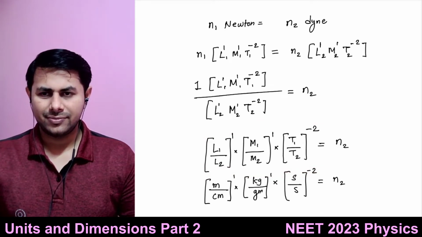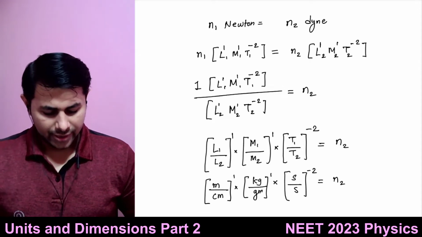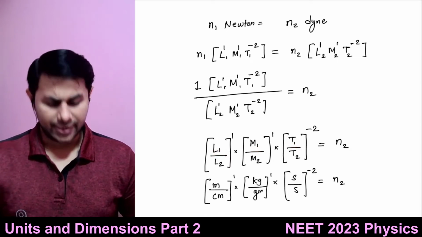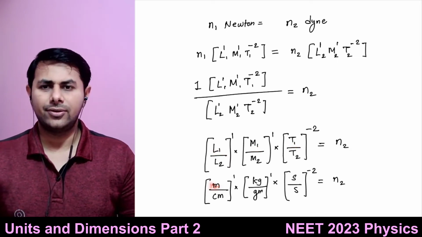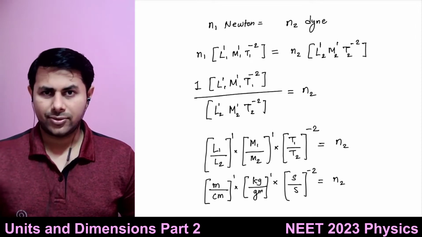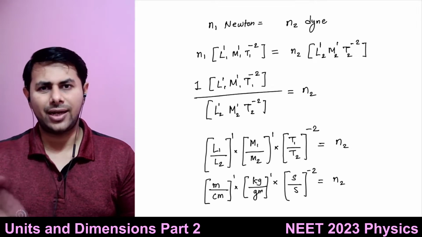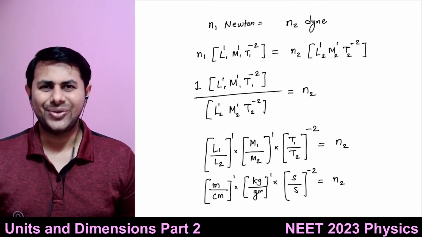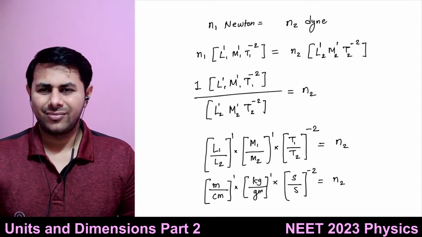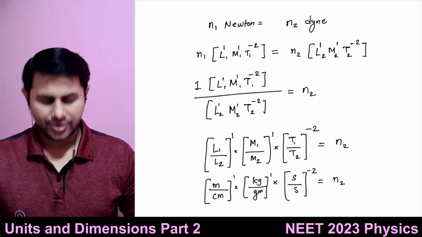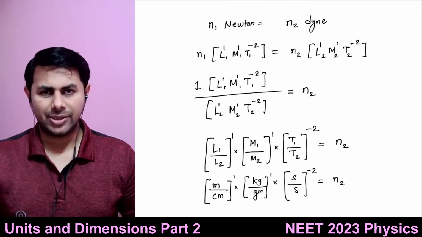And instead of L1, M1, T1, etc., you will directly write down the units. L1 is meter, you know that already, so just write meter raised to 1. Don't write L1 and then convert it into meters, it will take a lot of time. So there can be some questions like this also. So these are the 3 uses of dimensions.